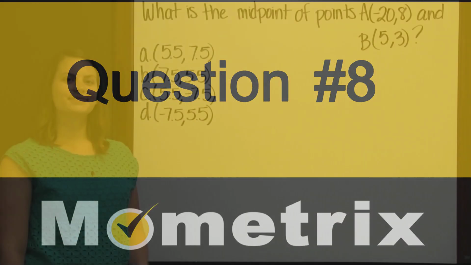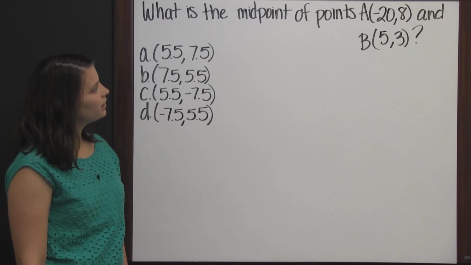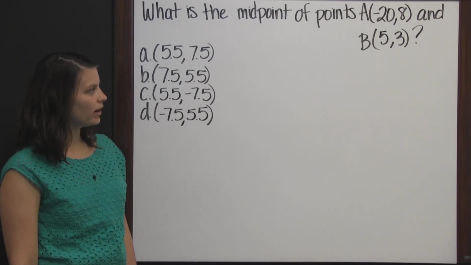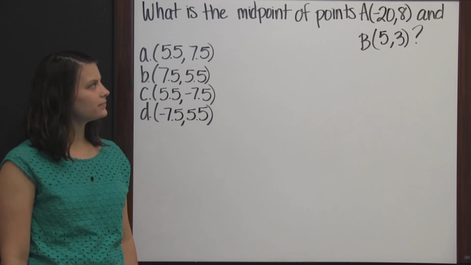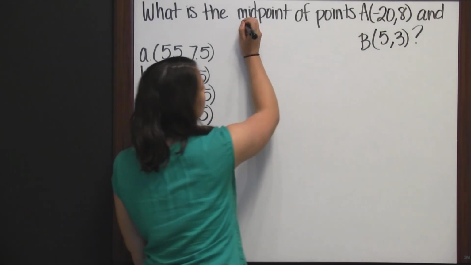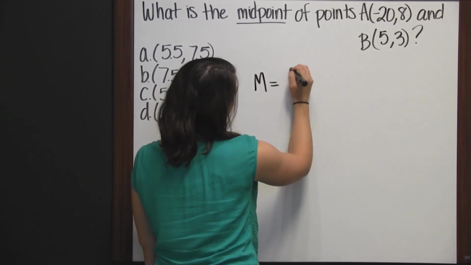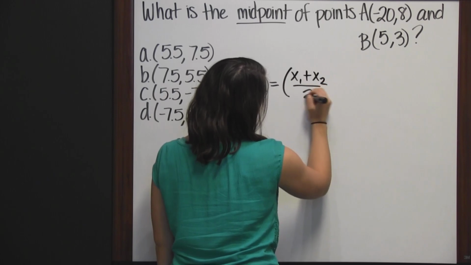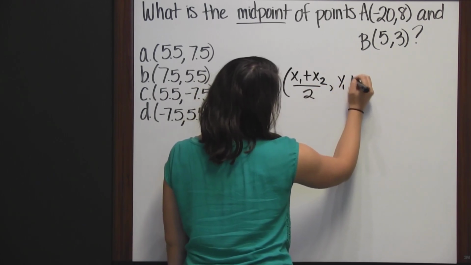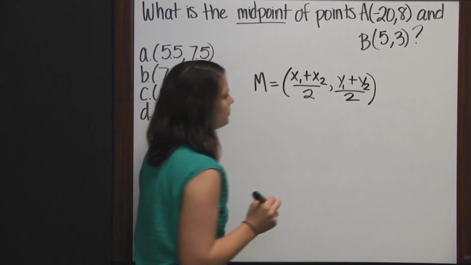What is the midpoint of points A, negative 20, 8, and B, 5, 3. To find the midpoint, we can use the midpoint formula, which is x1 plus x2 divided by 2, then y1 plus y2 divided by 2.